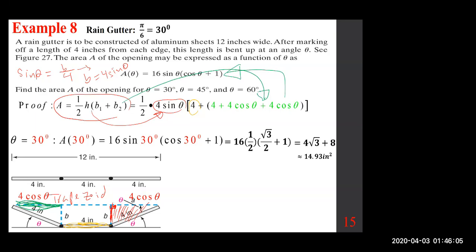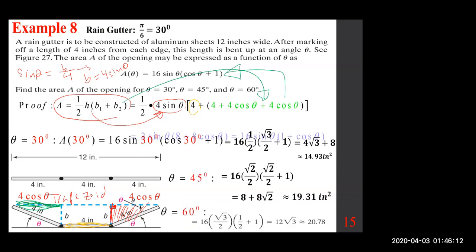I don't want to waste time on the other 2, class. You just plug in 45, plug in 60, you evaluate it. So I'm going to show you the answer. But the part that I meant to show you was this part in blue. The main part, class, is the proof. I'm interested in the proof. Just plugging in 30 degrees or 45 degrees or 60 degrees shouldn't be a big deal. Okay, sounds good, everybody?